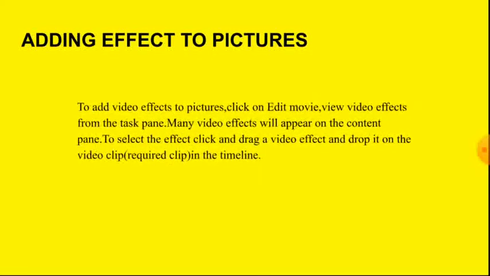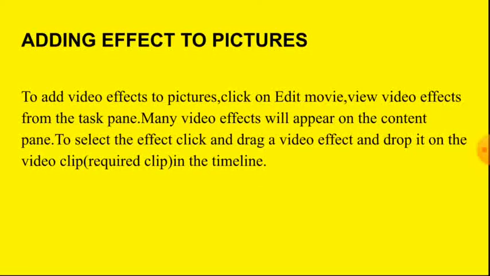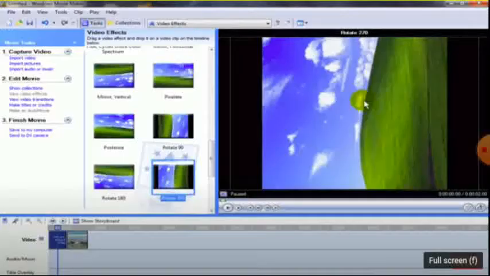Next is adding effects to pictures. To add effects to pictures, click on Edit Movie, View Video Effects from the taskbar. Many video effects will appear in the content pane. To select the effect, click and drag a video effect and drop it on the video clip in the timeline. Can you see?